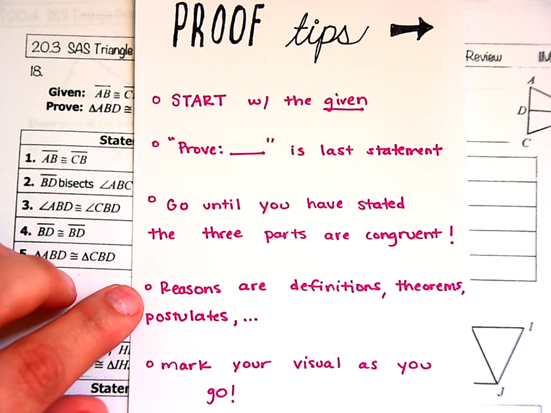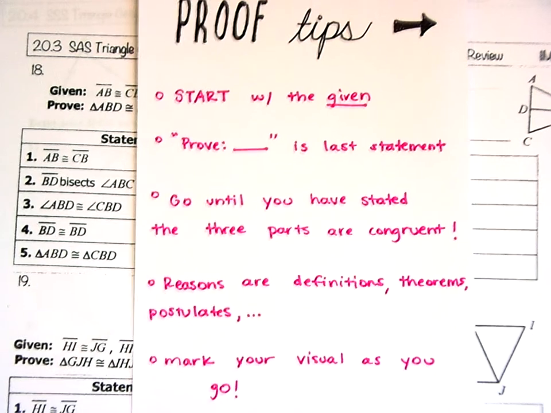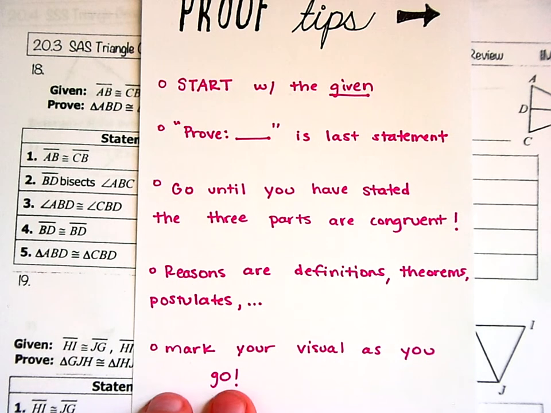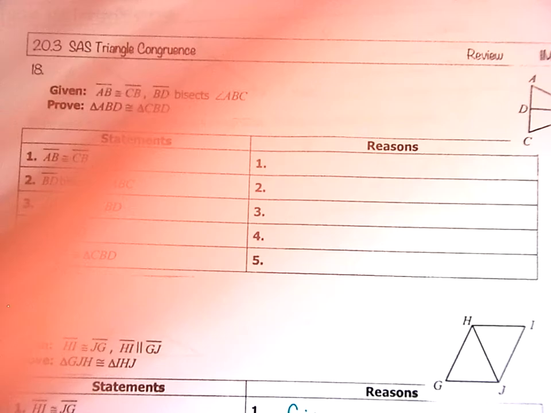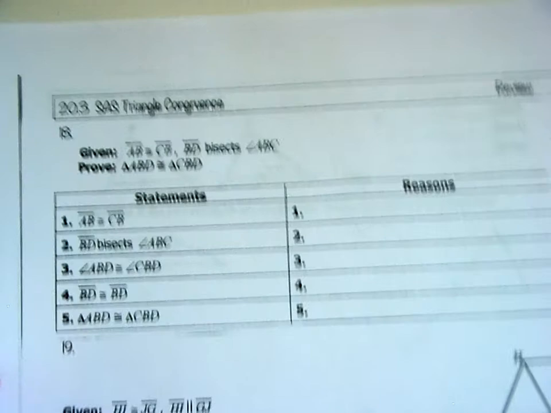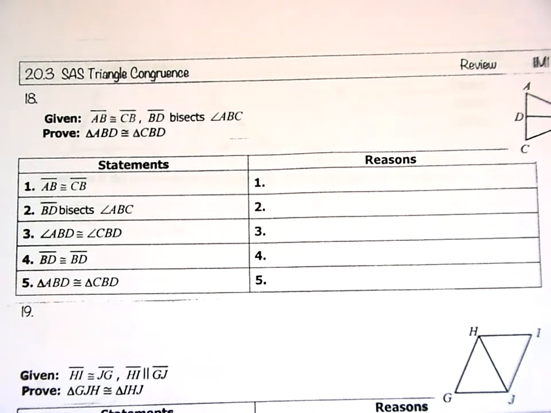And then reasons. So your justifications for your statements can be definitions, like midpoint definition. They can be theorems, like the vertical angle theorem. Or they could be postulates. And then the last one is to mark your visual as you go. So you usually have a picture to work off of. Mark it as you go so you know what's true and what information you have and need. All right, so I'm going to do one with you, guide you through the next one, and then I already have the answer to the last one.